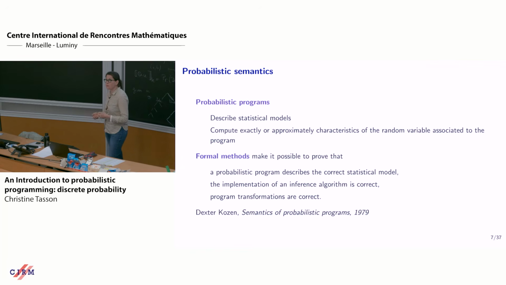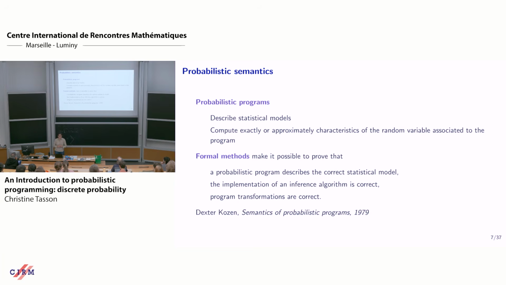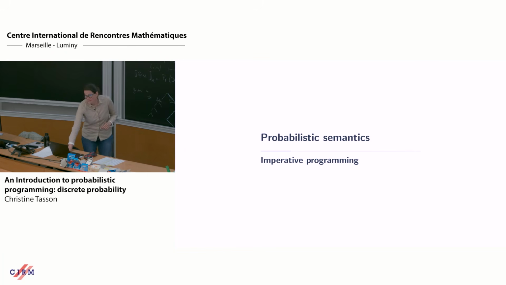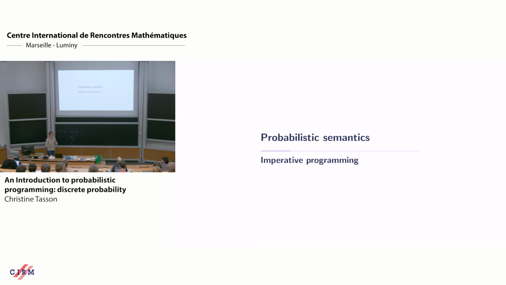And we also want to prove that program transformations are correct. Sometimes, in some situations, you first need to transform your program before performing the inference, and you want to prove that you do not change the probability distribution by transforming your program. And for that, we use semantics. Or we can use semantics. You don't have to. You can use other tools also. Okay, so we will have a look at probabilistic semantics. Two kinds of probabilistic semantics, for imperative programs and for functional programs.